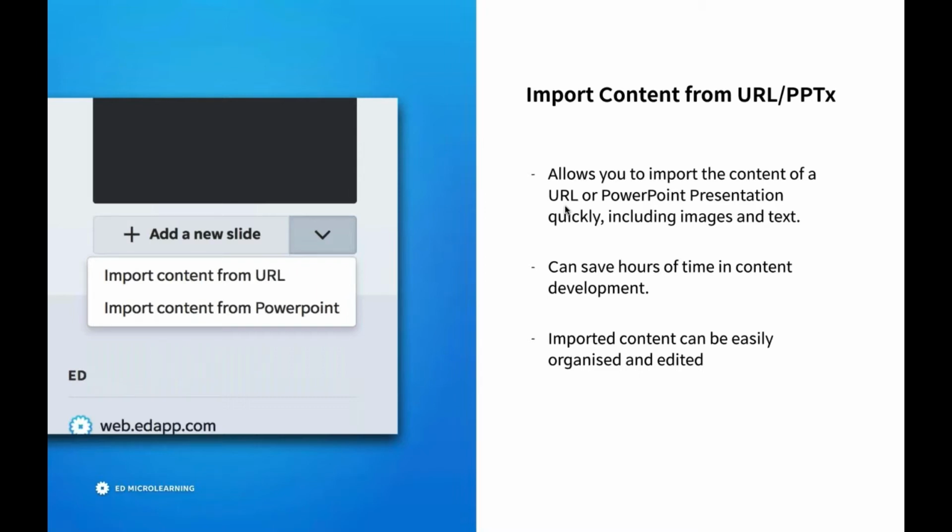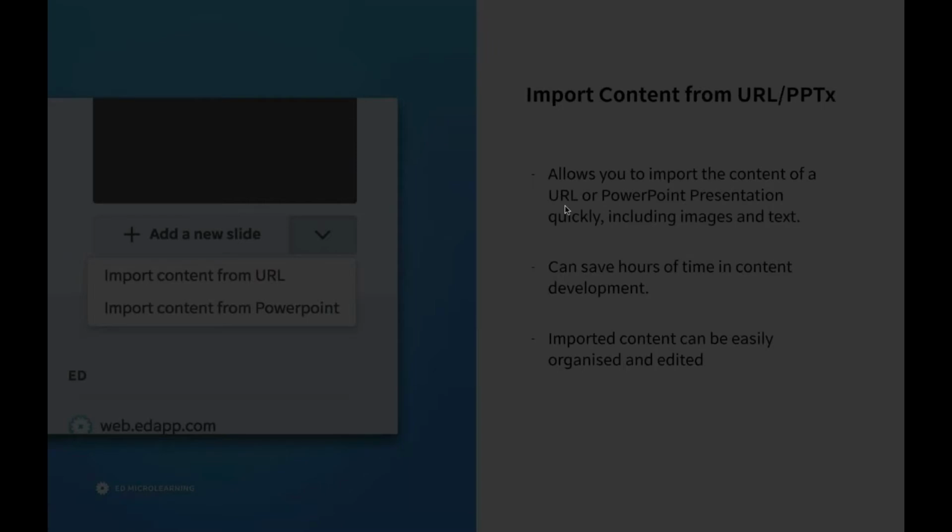So what we've come up with is import content from URL or PowerPoint. And what this does is it allows you to import the content of a URL or a PowerPoint presentation quickly, and that includes images and text. It can save hours of time in content development, and imported content can be easily organized and edited, as I've just demonstrated with our rapid authoring tool.